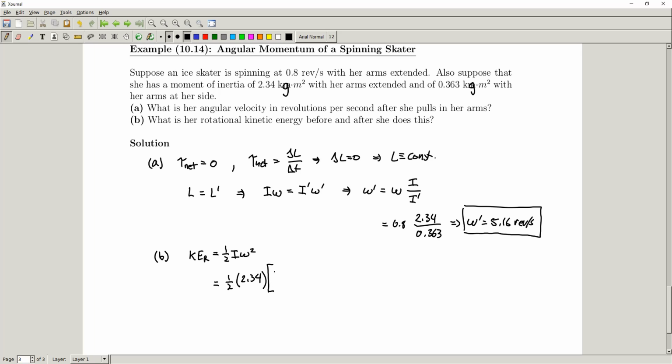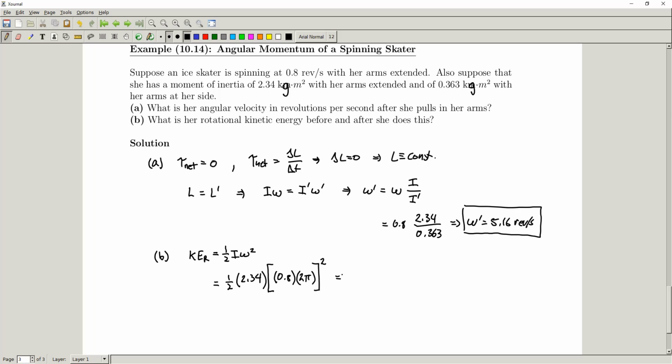We're told that initially she's rotating at 0.8 revolutions per second, right? But how many radians per second is that? Well, there's 2 pi radians in one revolution, so we need to multiply this by 2 pi to get from revolutions per second to radians per second. And I'm going to close this off. And then remember, we're squaring omega here, so we're going to square the whole thing. We need this extra bracket here because we're not just squaring the 2 pi, we're also squaring this initial value because this whole thing is what gives us our omega in terms of radians per second, okay?